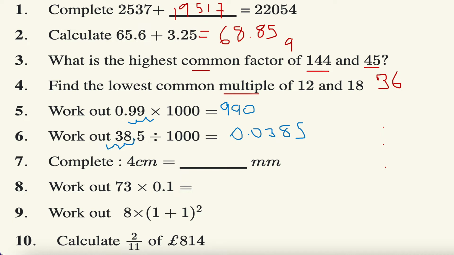Next question, question number 7. Complete this statement. 4 centimeters is how many millimeters? Well, I'm going to times it by 10, from centimeters to millimeters. If you're not sure about these, then spend a bit of time looking at your ruler. The standard rulers go from 1 to 15, and those little mini lines are 1 millimeter. So 10 millimeters equals 1 centimeter. That's the key part to remember.